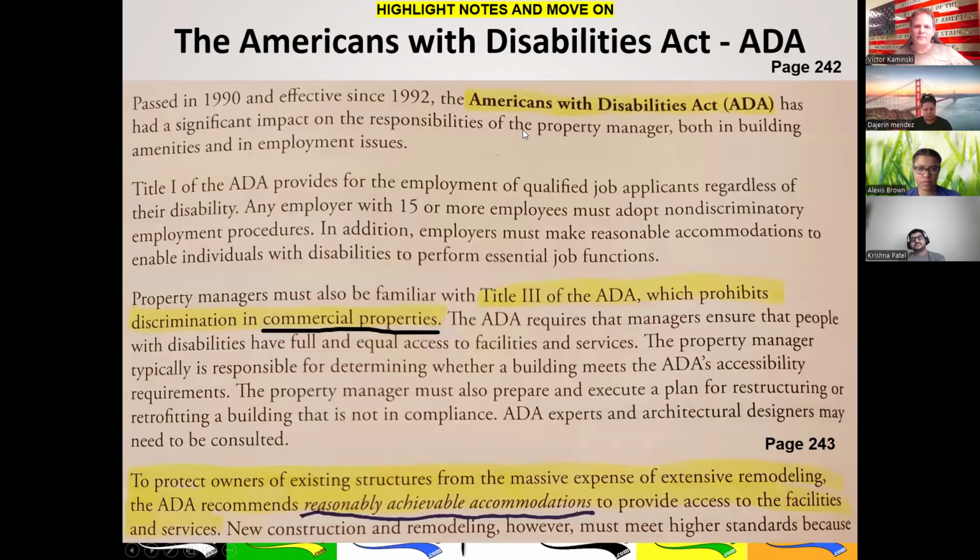So let's highlight here, Americans with Disabilities Act, the ADA. Title III of the ADA prohibits discrimination in commercial properties and underlying commercial properties. And then to protect the owners of existing structures from massive expensive remodeling, the ADA recommends reasonably achievable accommodations to provide access to the facilities and the services. I guess reasonable, you could put some big air quotes around that. So that last part is on page 243. This part's on page 242.